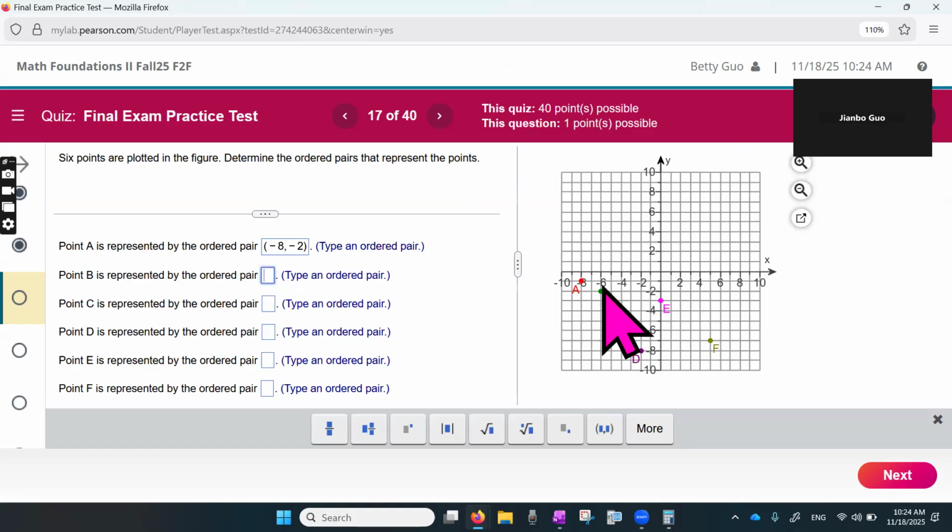Oh, hold on, my bad. Is this A? This A is negative 8, 91. And then B is negative 6, 92. If you need to bring your magnifying glasses, you should do that. Negative 6, negative 2. Okay, C, negative 4, negative 4.